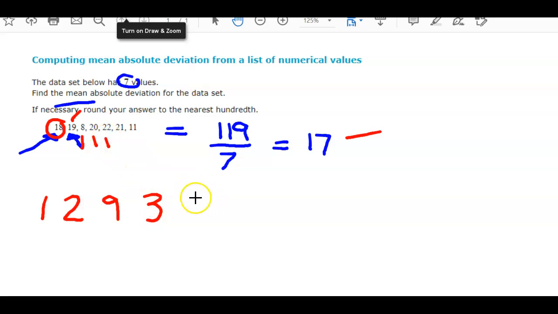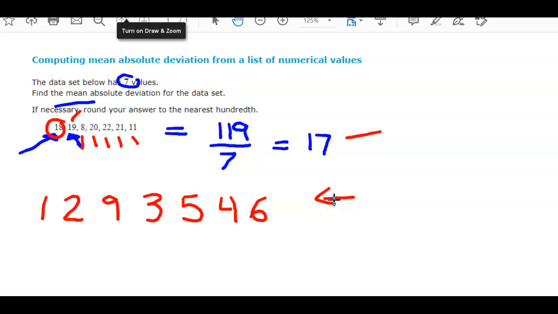22 is 5 spots away from 17. 21 is 4 spots away from 17. And 11 is 6 spots from 17. You'll notice that the one thing we did there was, it didn't matter if our number was less than 17 or greater than 17. For each one, we just wrote down a positive number. Okay, so that's the absolute value part of it.